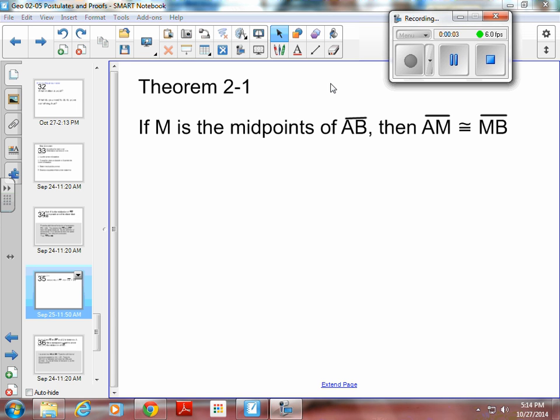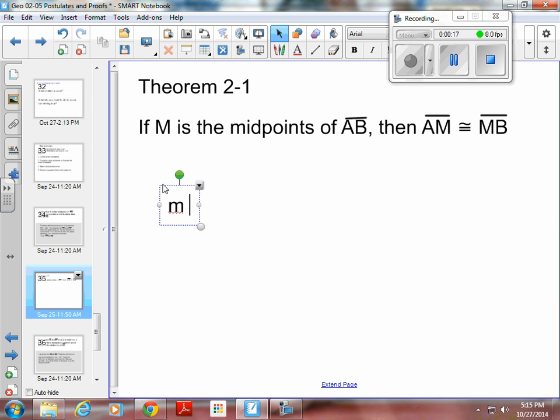Okay, geometry, this is our one theorem we have, and this is theorem 2-1. If M is a midpoint of AB, then AM is congruent to MB. And this is a theorem, so we can prove it. So let's go with M.